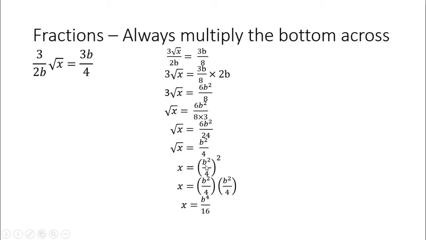Using laws of indices, you see b to the power of 2 to the power of 2. Those multiply together, they give us 4. But I want to make sure that you're also going to square the bottom. 4 squared is 16. Okay?